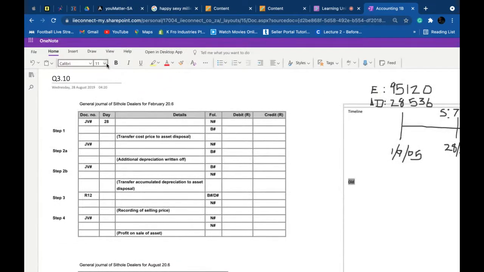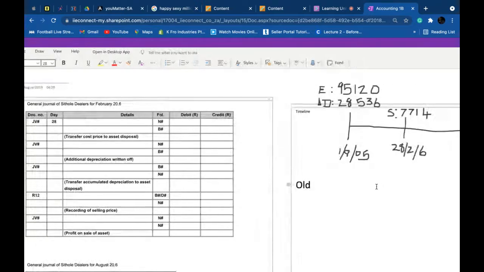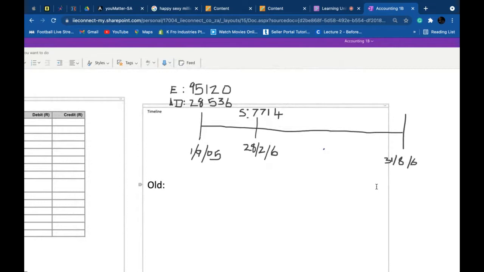So let me just quickly increase the font here. Okay, so old. Since we know it's on cost, we're saying, okay, what was the cost of all our equipment on 1 September 2005? And that's 95,120. Okay. And then they told us that this asset that we sold on 28 February, the cost of that when we bought it on 1 September 2003 was 13,920.